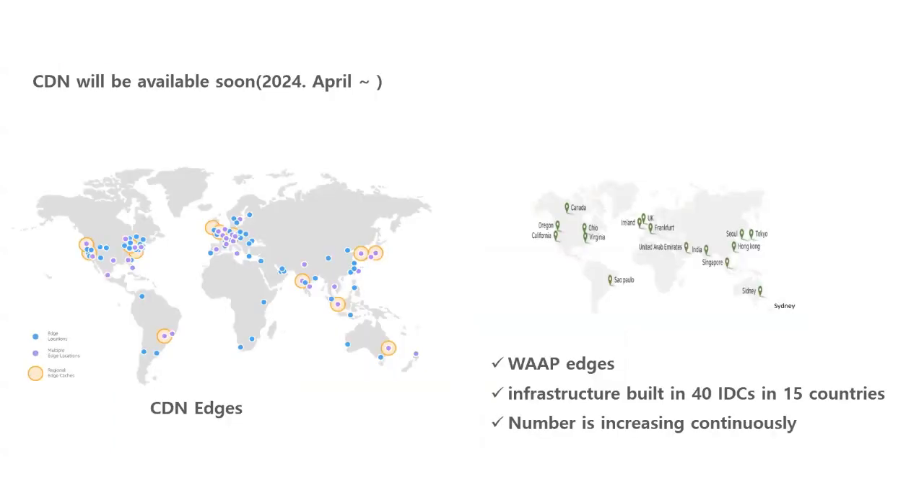When you operate a website, a content delivery network, CDN, is mandatory to provide more secure and fast service. So here is the global location map of CDN and WAAP edges. We provide the CDN service in partnership with AWS, and WAAP edges will be added continuously.